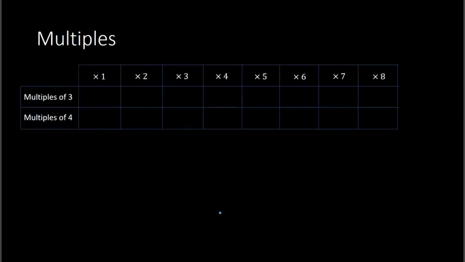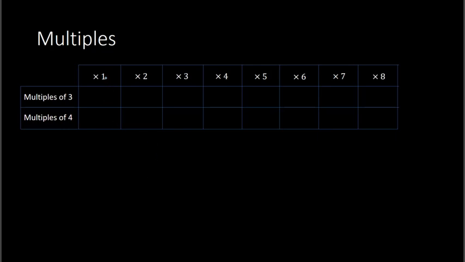In this video, you will learn how to find the least common multiple. Now first we need to understand what a multiple means. So here, first we're trying to find the multiples of 3. What that means is we take the number 3 and we multiply it by different integers.